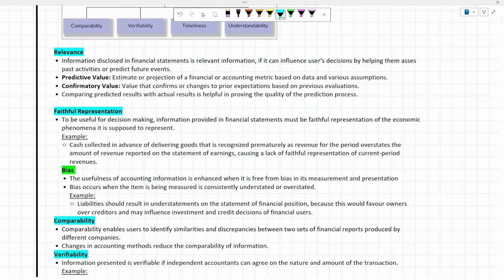So we have bias here. The usefulness of accounting information is enhanced when it is free from bias in its measurement and presentation. Bias occurs when the item being measured is consistently understated or overstated. An example of this is liabilities should result in an understatement on the statement of financial position, because this would favor owners over creditors and may influence investment and credit decisions of financial users.